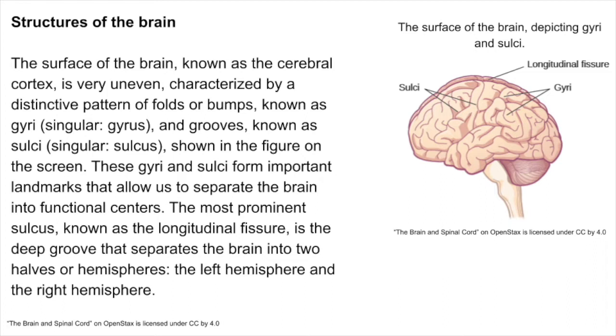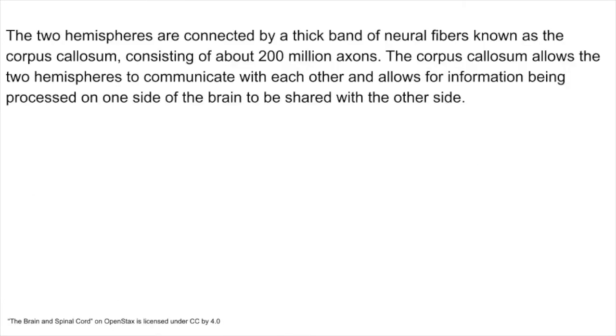The most prominent sulcus, known as the longitudinal fissure, is the deep groove that separates the brain into two halves or hemispheres, the left hemisphere and the right hemisphere. The two hemispheres are connected by a thick band of neural fibers known as the corpus callosum, consisting of about 200 million axons. The corpus callosum allows the two hemispheres to communicate with each other and allows for information being processed on one side of the brain to be shared with the other side.